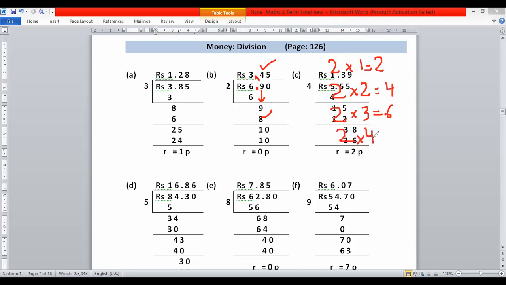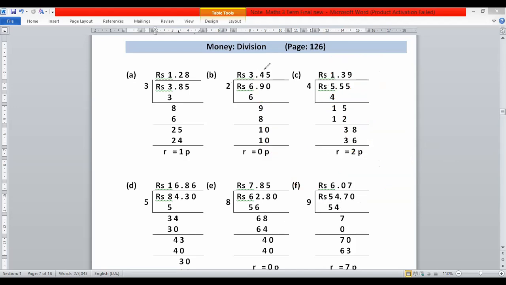2 fours are 8. And 8. And 2 fives are 10. Dear students, 10 is greater than 9. So we multiply 2 by 4, we get 8. So we write here above 4 and here 8.